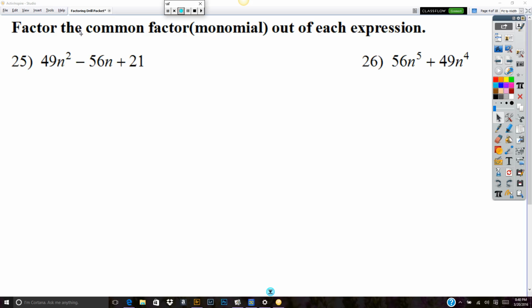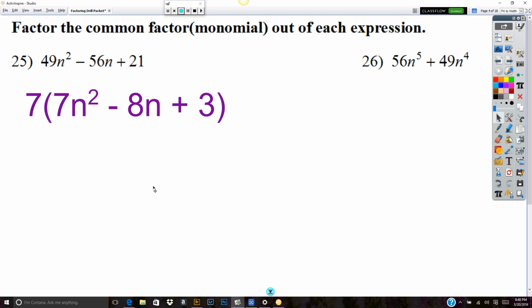Okay, for our next section, we are factoring the common factor or monomial out of each expression. So basically the opposite of what we just did, reverse distributive property. So I'm looking at 49, 56, and 21, and what can they all divide by? Well, they can all divide by 7. Okay, they don't all have a variable, so 7 is all we can pull out. So if we pull a 7 out of 49n squared, we still have 7n squared. 56 divided by 7 would be 8, so minus 8n. And 21 divided by 7 would be a plus 3 and our closing parenthesis.